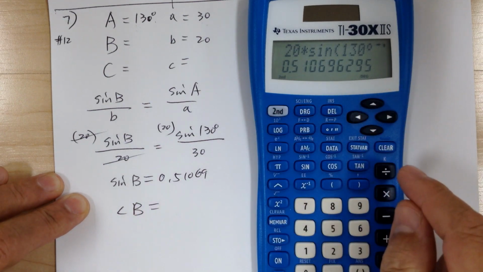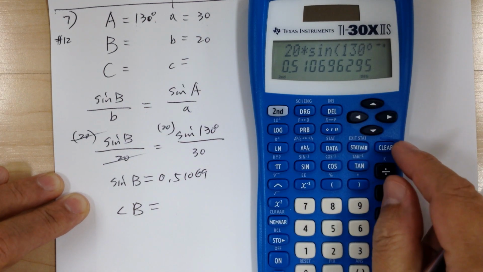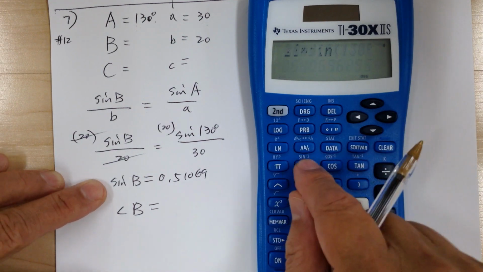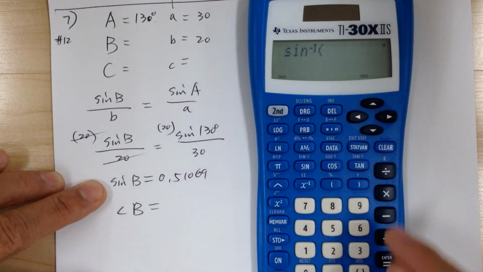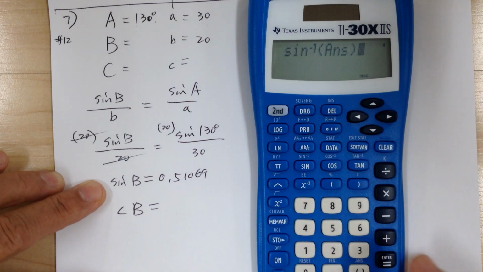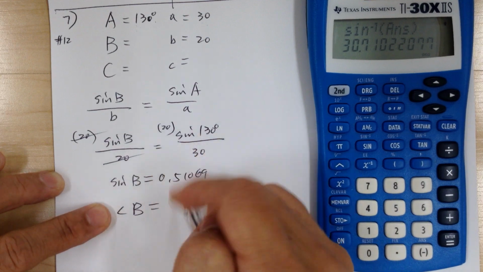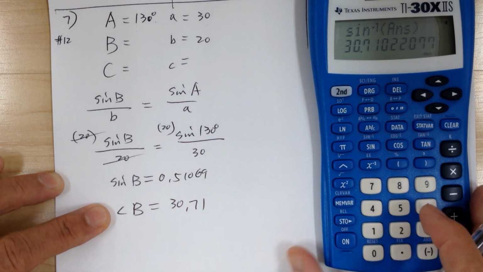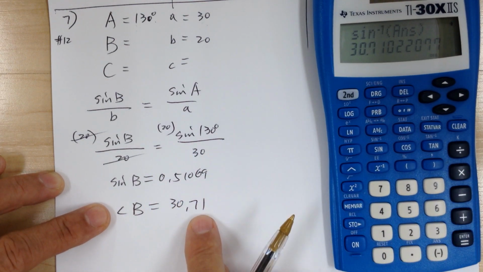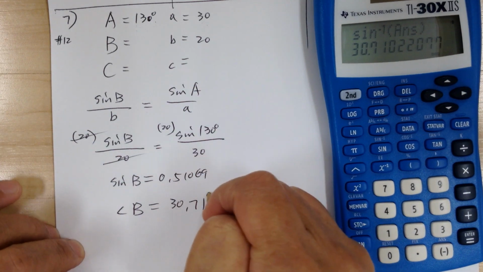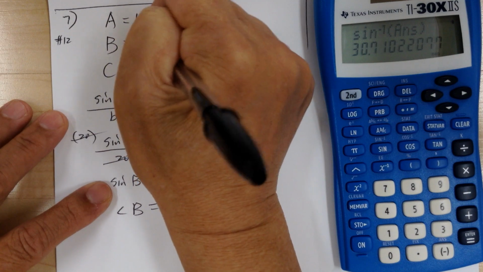So second function sine of the answer I got from before, and this will equal 30.71. When you only want 3 significant digits, it would be 30.7 degrees. So angle B is 30.7 degrees.